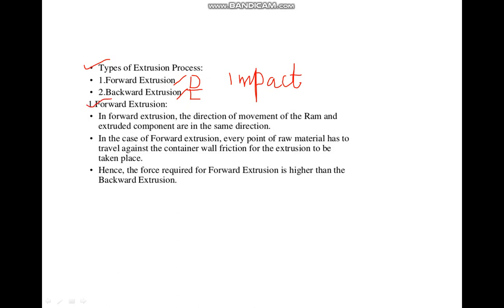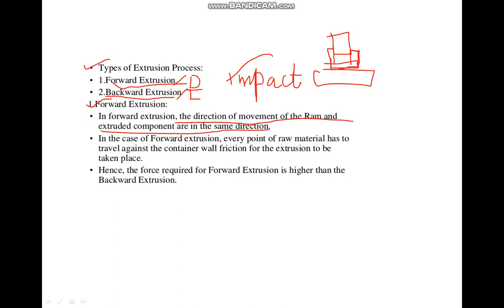So forward extrusion process means what? The direction of movement of the ram and the extruded component are in the same direction. That is called as a forward extrusion process. If the direction is in opposite direction, then that is called as a backward extrusion process. And what do you mean by this impact extrusion process? Impact means impact load is applied on the punch and that work material is placed on the die and it will deform and start to acquire the shape of the punch. That is impact extrusion process. So we will discuss this impact extrusion process in next slide.